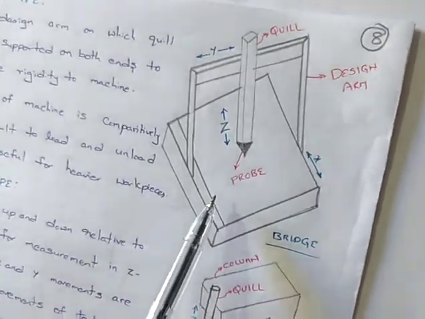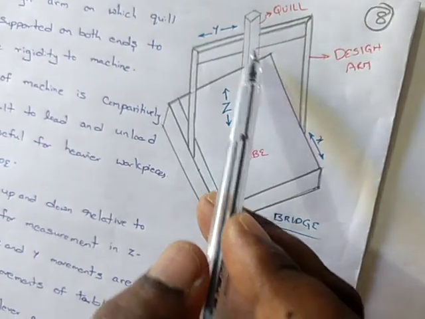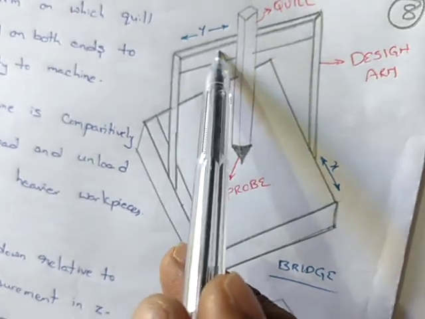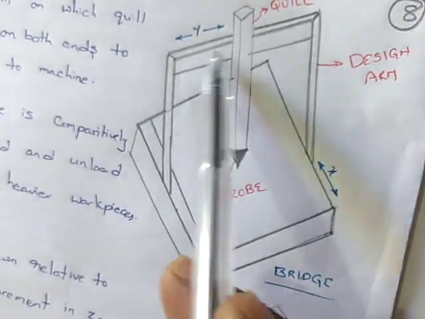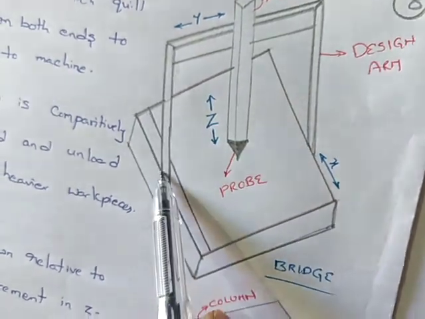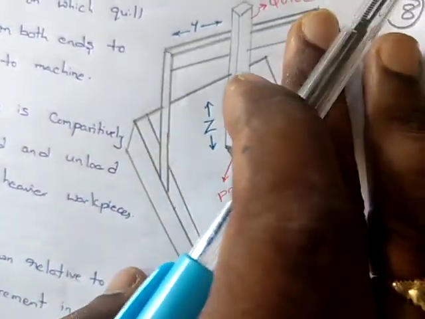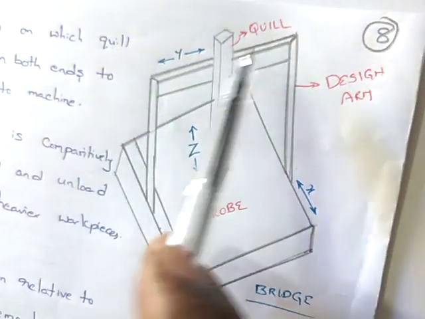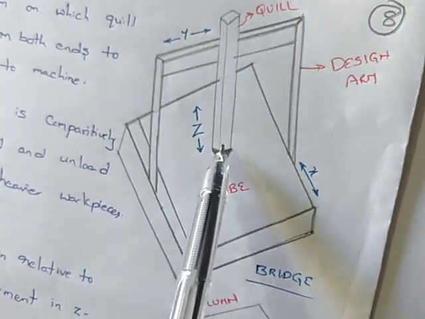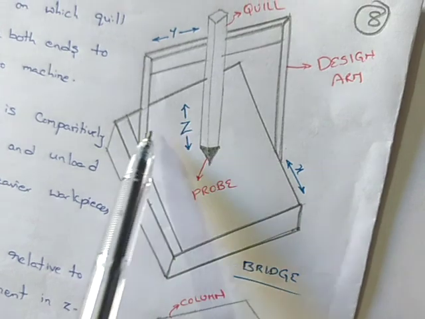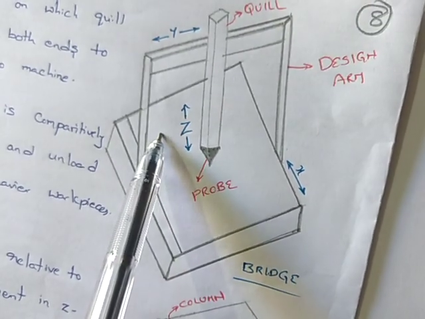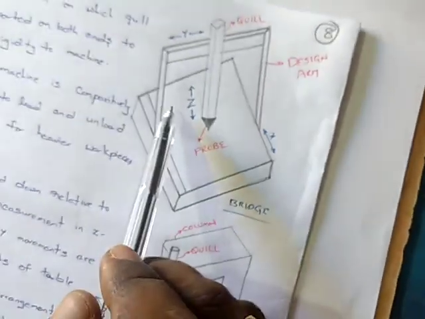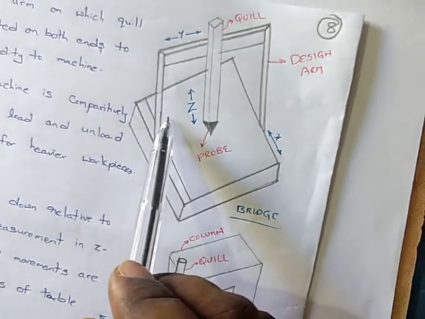In this design, the arm on which the quill moves is supported at both ends. Earlier with the cantilever it was only one side. Now this arm is supported on both ends to give more rigidity to the machine. This type of machine is comparatively more difficult to load and unload than the cantilever, but it is usually used for heavier workpieces.